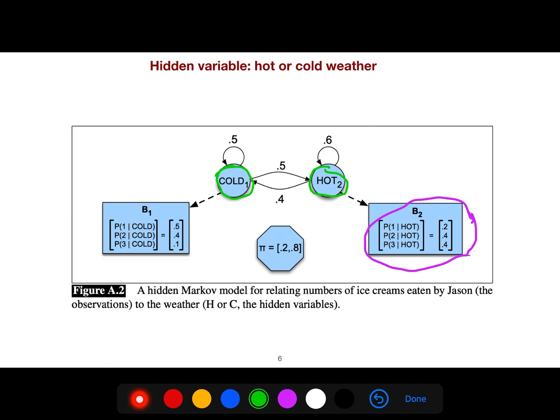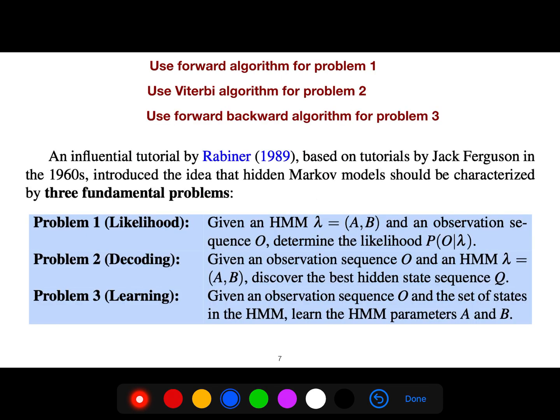And of course, this is the initialization. We have an initial distribution. We don't know about it. So it's a prior. If you're familiar with Bayesian frameworks, it's just a prior. So there are three problems you should be careful about when you're talking about structured predictions. For example, a kind of structured prediction is this hidden Markov model.